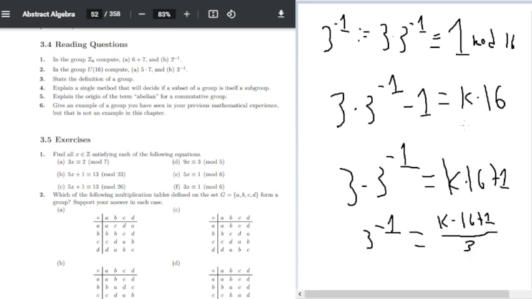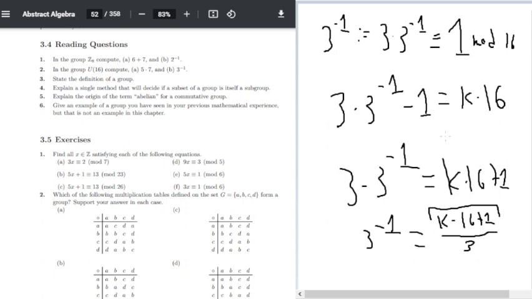So first we note that 1 times 16 is equal to 16. Not divisible by 3. 2 times 16 equals... We're basically going to be trying to now... Okay, now that we have this, we're going to be searching for the smallest value of k, such that k times 16 plus 1 is divisible by 3, which should give us an actual nice value for 3 to the negative 1.